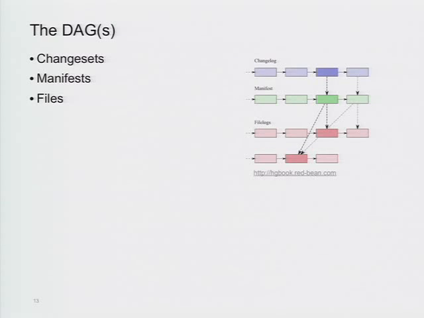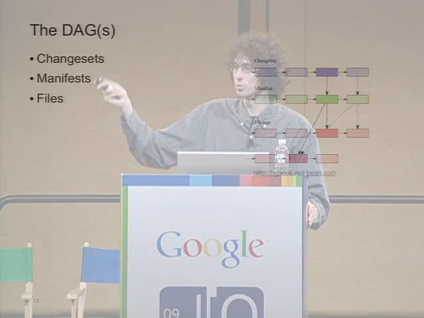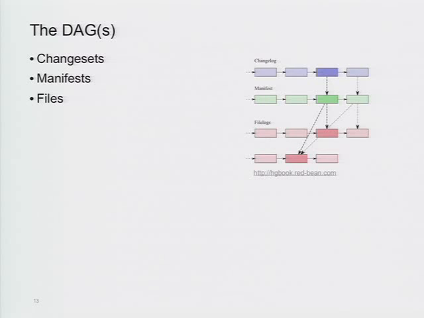And then so you're building up these graphs here. The change sets point down to the manifests, and manifests point down to the version of the file at that particular point. And then to be able to do certain operations efficiently, you also have a link back up. Files and manifests have links back up to the change sets. So it's actually a very simple model of history.